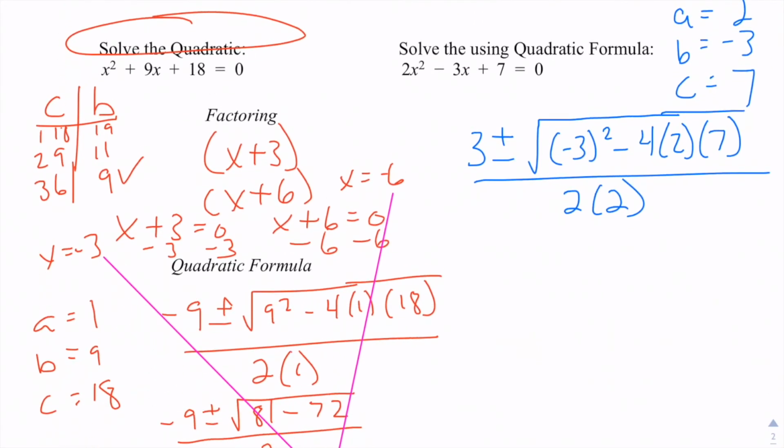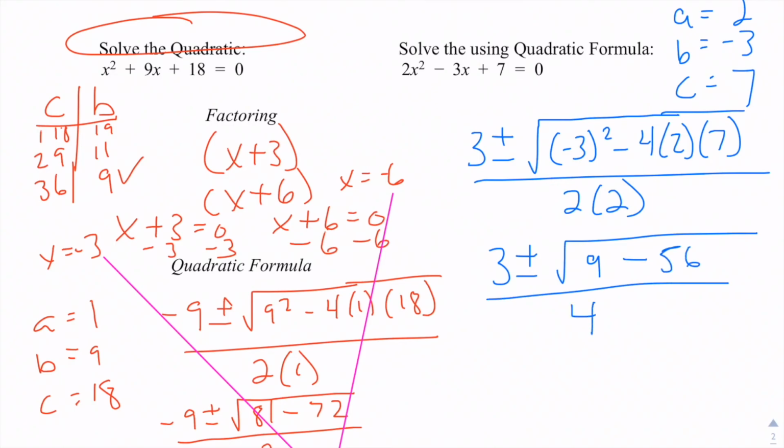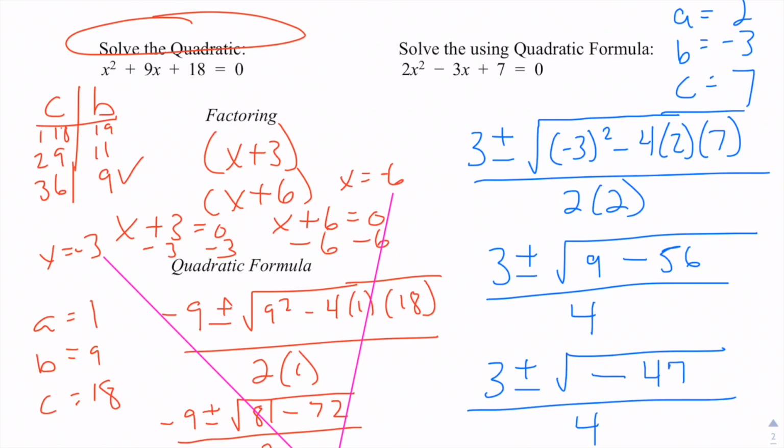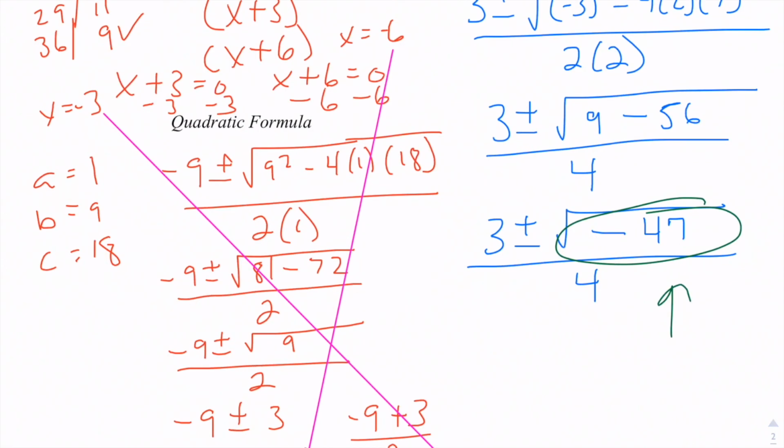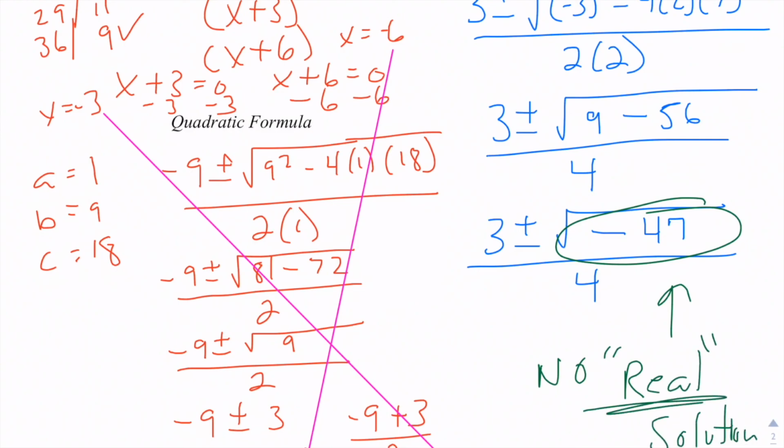So as we simplify this, we're going to get 3 plus or minus the square root of 9 minus 56 all over 4. So simplifying this, we're going to get 3 plus or minus the square root of -47 all over 4. And now that we have a negative here inside of our radical, before this unit we would always say no real solutions. The real part's the important part, because now we're going to show you how to find the imaginary solutions in this unit.